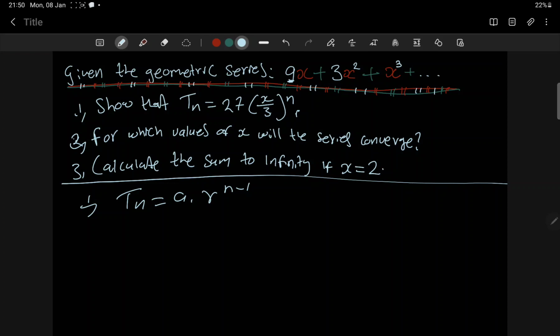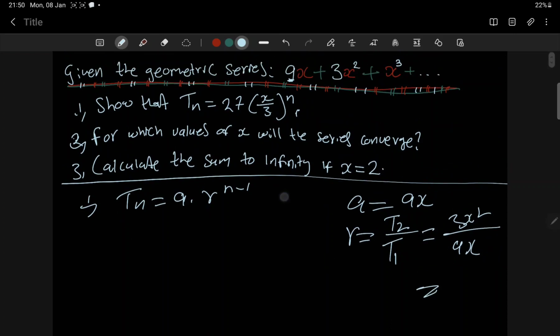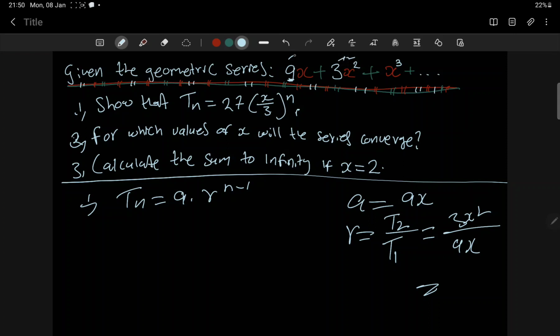Since we were told that this is a geometric series, we know that in a geometric series, Tn is given by the formula Tn equals a times r to the n minus 1. Then a is the first term, and that first term is 9x. And r, since it is geometric, is t2 over t1. Then t2 is 3x squared, t1 is 9x. If we simplify, this will be 1 over 3.